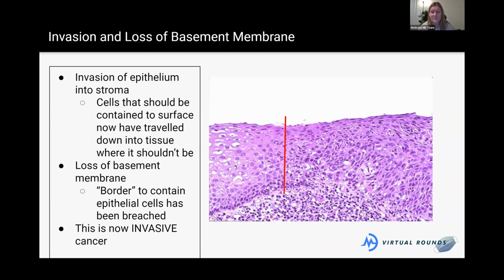You can see this pinkish light line underneath those dark cells that separates them from the underlying tissue layer. And then around this red line here, which I just arbitrarily picked, you can see it starts to lose its structure. And then all of these epithelial cells, you don't even see the basement membrane anymore. They're all invading down past that membrane. And this would now be defined as an invasive cancer as opposed to carcinoma in situ.